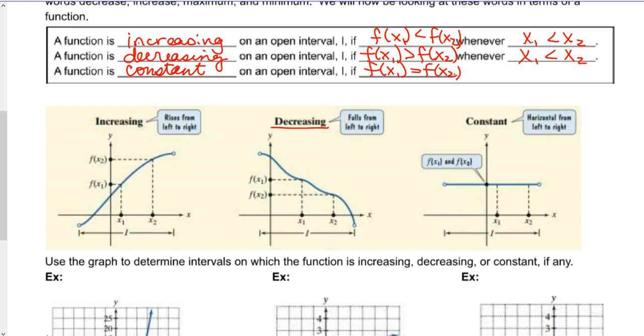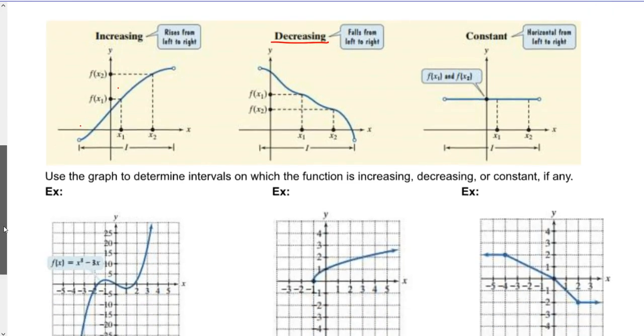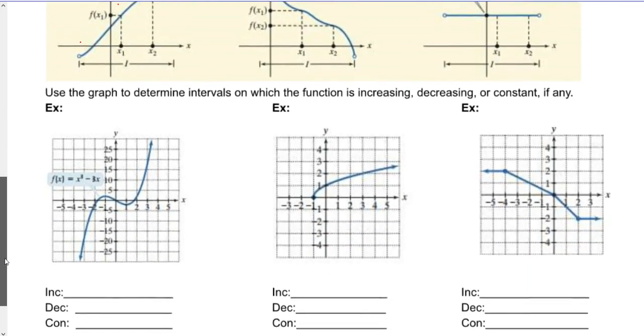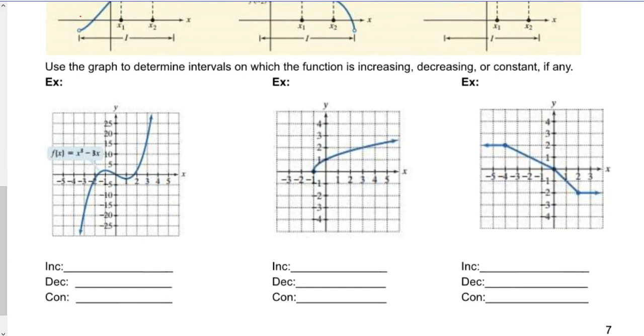Okay, so think about if you're walking up a mountain. If you're going up, you are increasing on the mountain. If you're going down, you're decreasing on the mountain. Again, it's all from left to right, just as if you're reading a book. All right, so let's determine the intervals on which the function is increasing, decreasing, or constant. And these intervals are in terms of your x's. So you have to look left to right and figure out, according to the x values, when is it going up, when is it going down, and when is it going up again in this case.